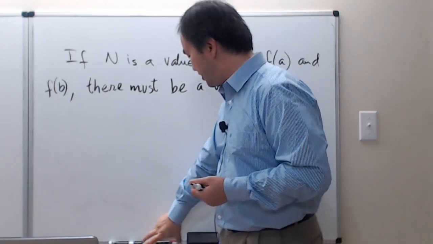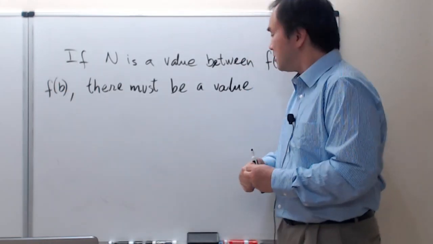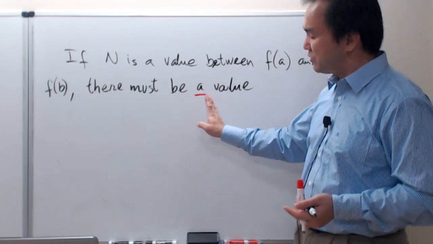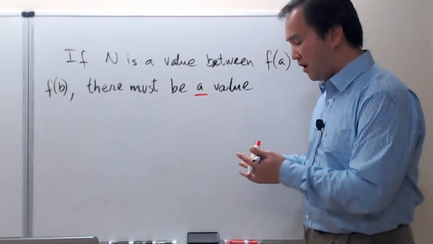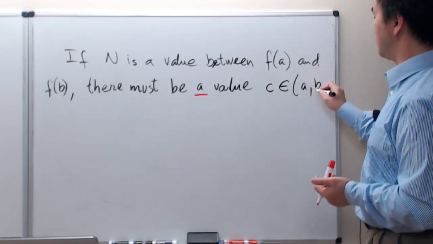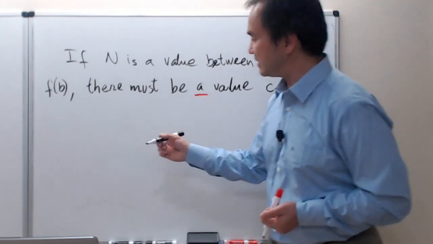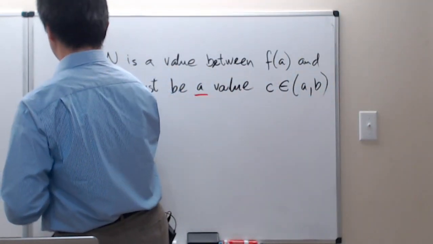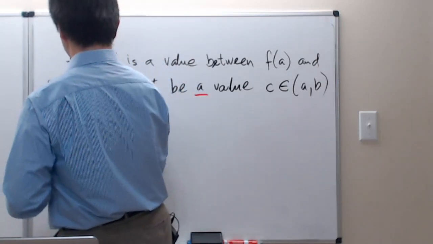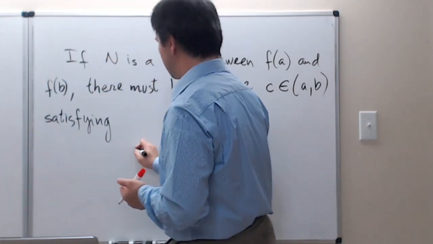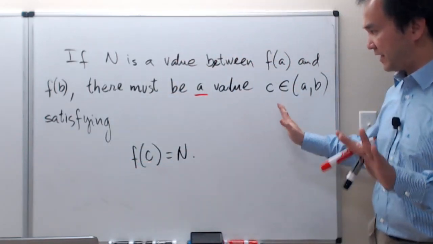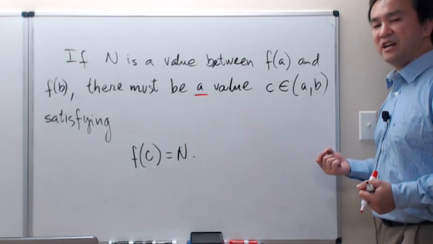Now allow me to underline this word. There must be a value c, inside of the interval from a to b, anywhere in between a and b, satisfying f of c equals n. So that's the very final statement. This is how it looks back in the intermediate value theorem.